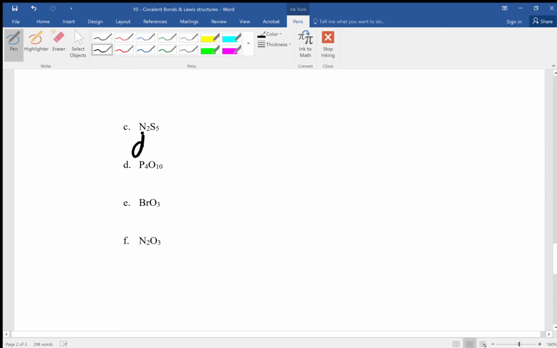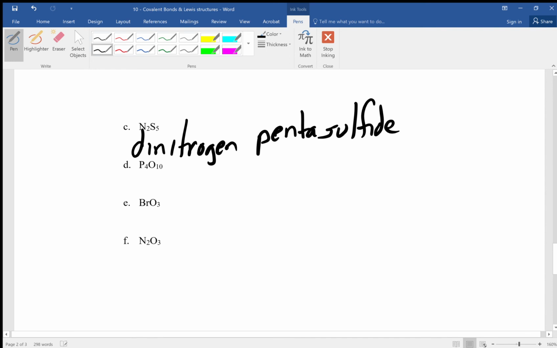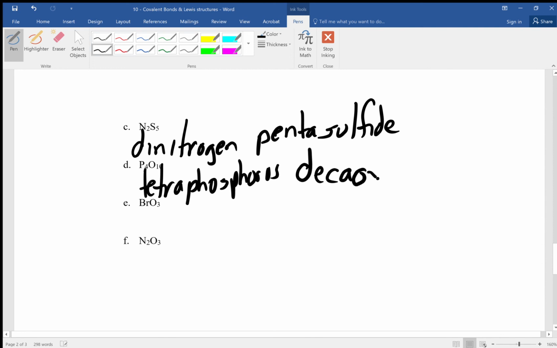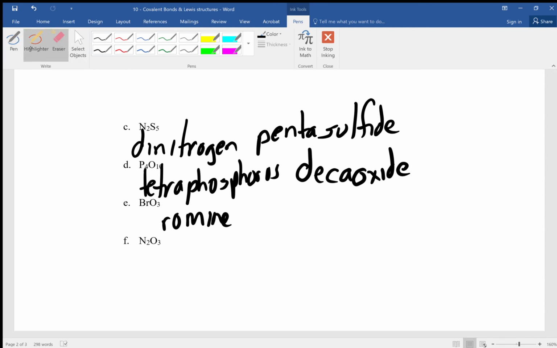Now remember, for nonmetals, if the first element has a number given, then we need numerical prefixes for both. So dinitrogen, pentasulfide, tetraphosphorus. There's 10 oxygen, so we use the prefix deca, so tetraphosphorus decaoxide. Here the first element is bromine, and there's only one of them, so we don't need the prefix.